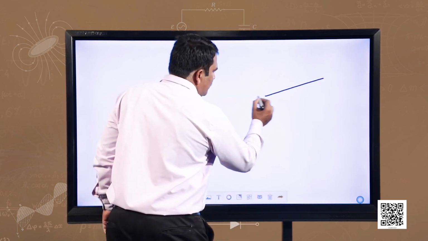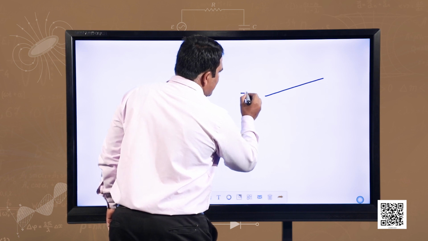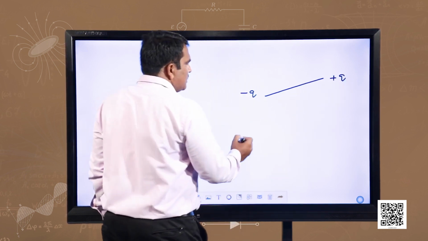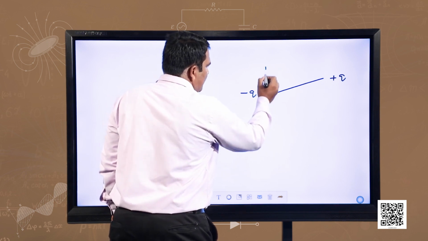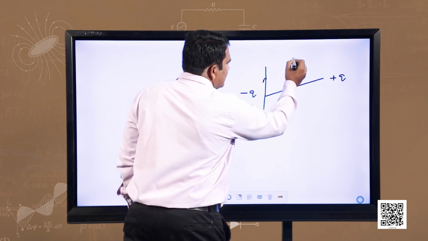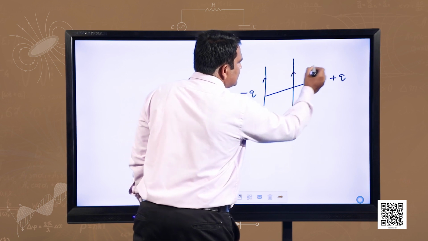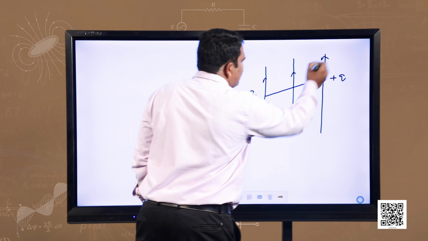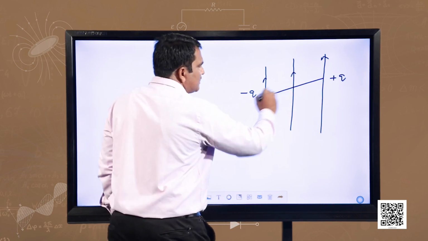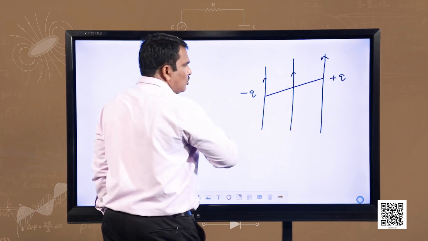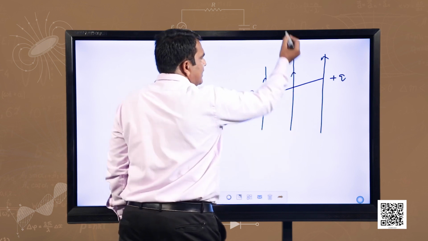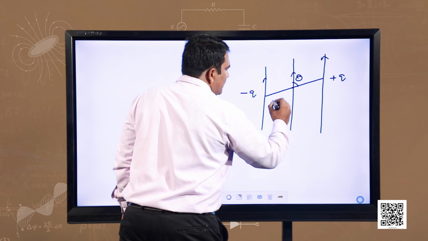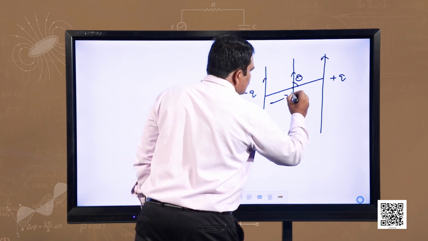Let this be your dipole having charges minus q and plus q, and it is placed in a uniform electric field at any angle theta. Here this theta is the angle between the electric dipole moment of the dipole, which is from the negative to the positive charge, and the electric field. Suppose this is the center of the dipole and the length of the dipole is 2a.